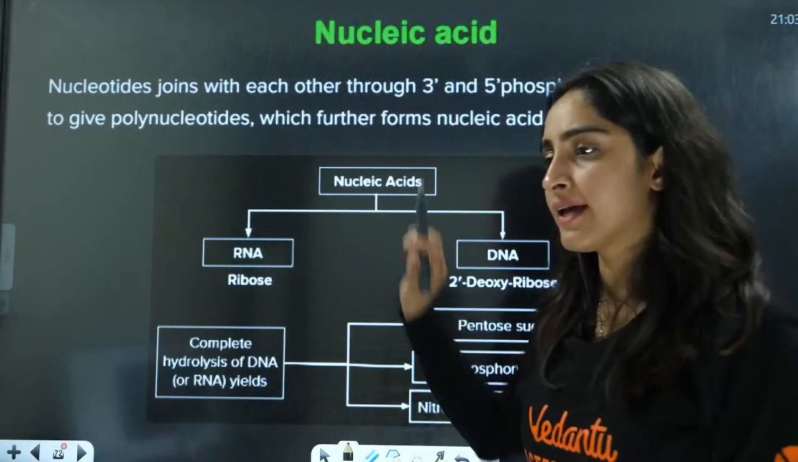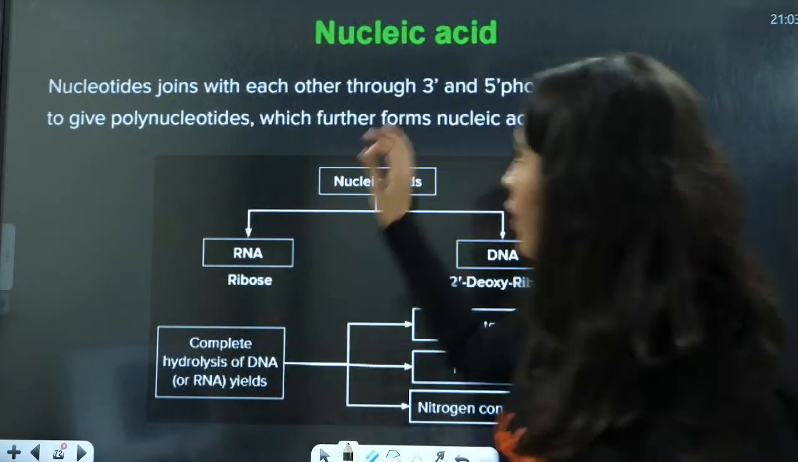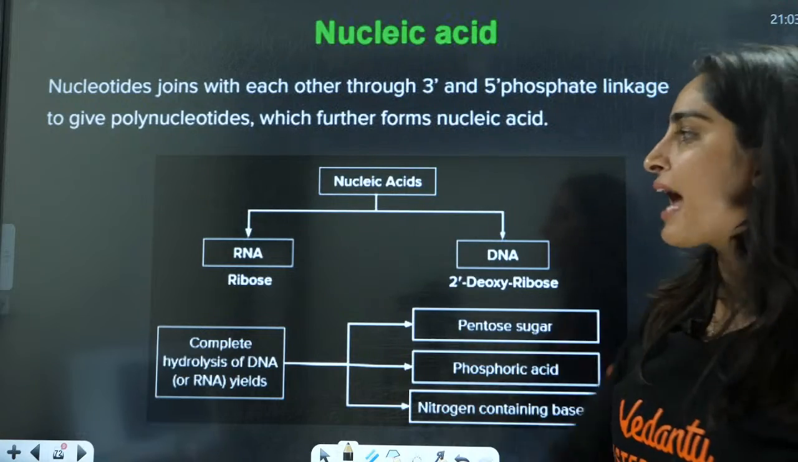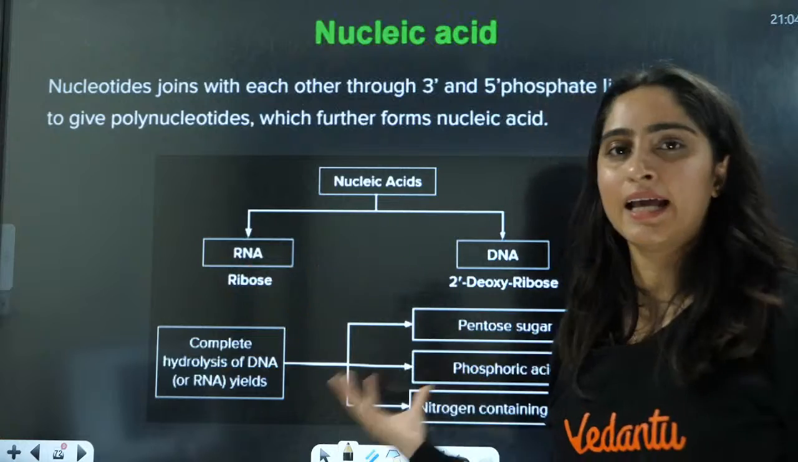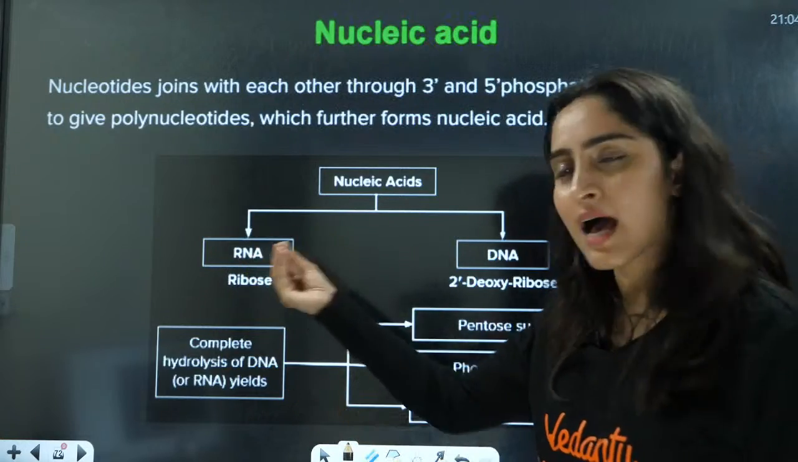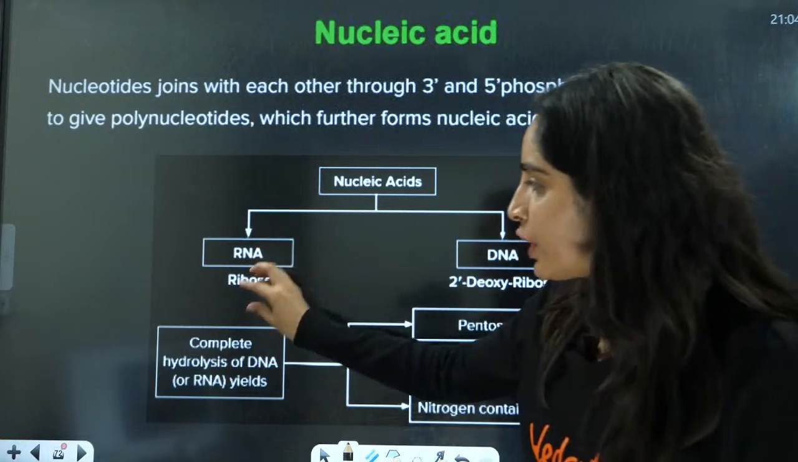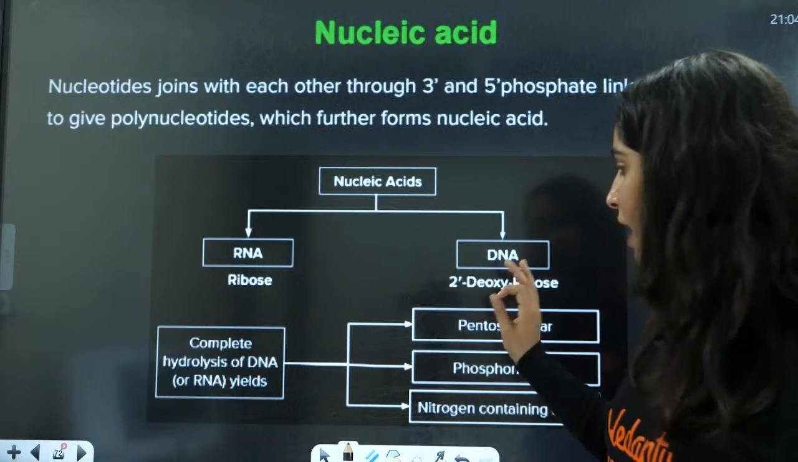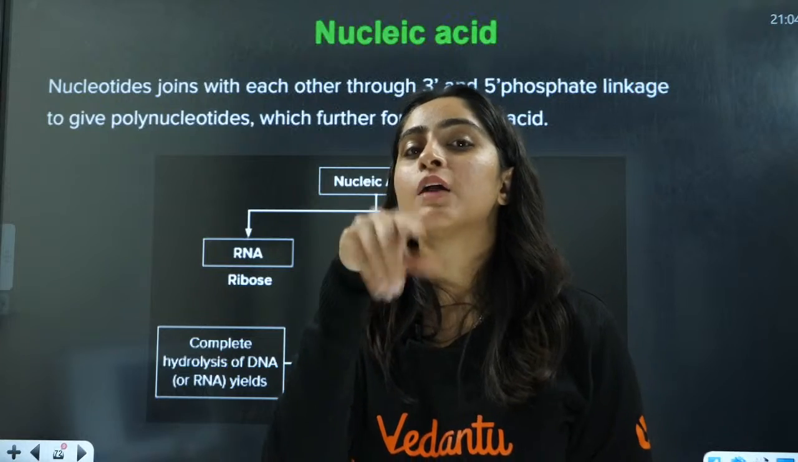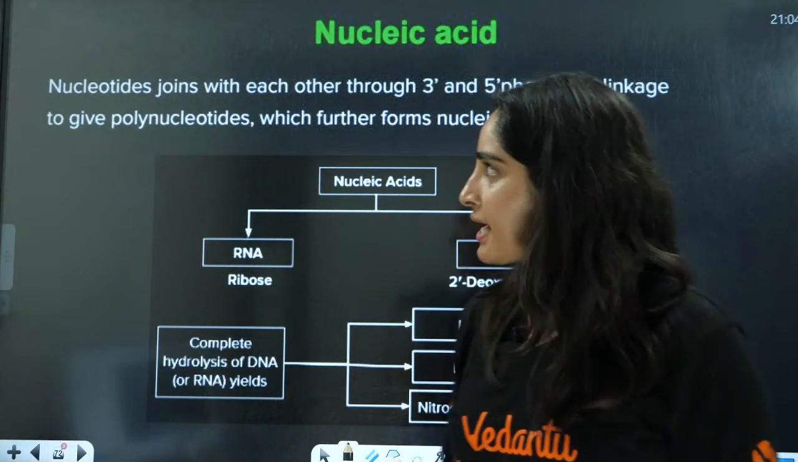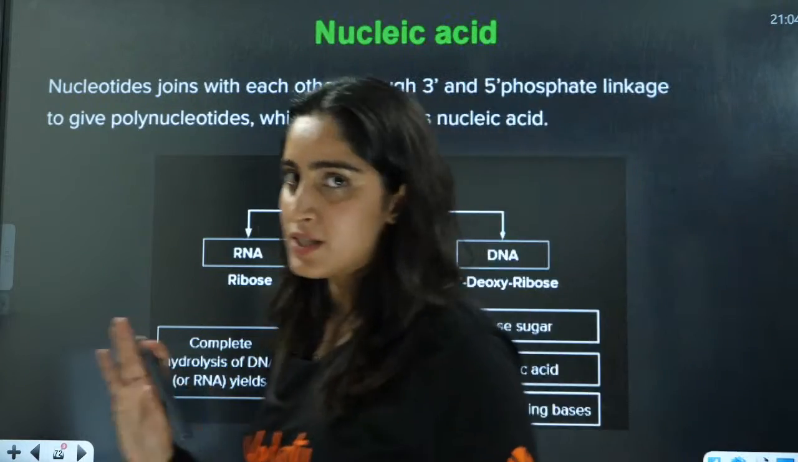Then there is the nucleic structure here. Now you have nucleic acids. Nucleic acids are a very important thing: RNA, DNA. What is RNA? What is DNA? In RNA, you have ribose sugar. In DNA, you have deoxyribose sugar, and there will be one oxygen less here. We will see this simply.